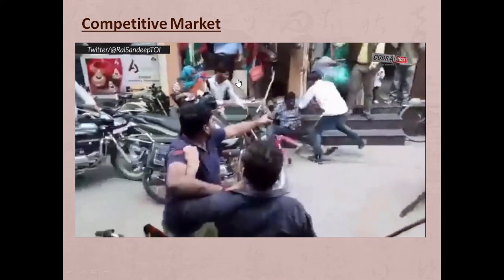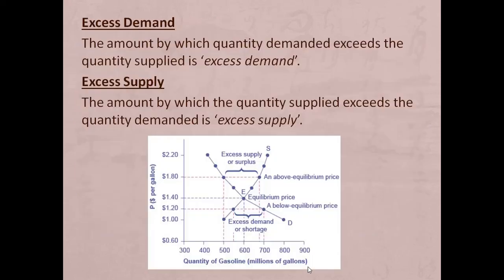So here we can see that they are fighting with each other. Why are they fighting? They are fighting just to attract the customers. So this kind of cutthroat competition prevails in the market. Hence the market which we have observed, the market in which we go and buy the products, is a completely competitive market. Now let's move on to the next slide.